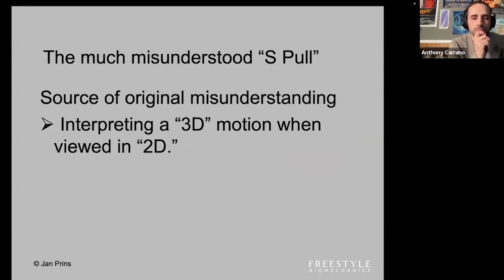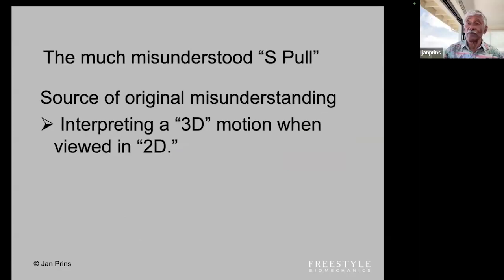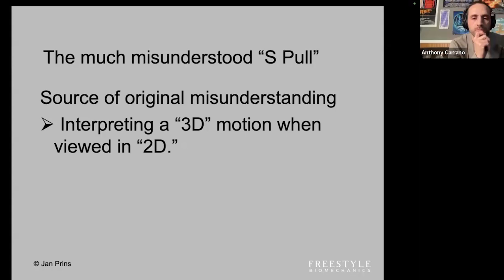So you might have people talking about this S-pull. That's what people would be teaching. That's what that sculling action was referred to as: your hand like an S. And the problem with that is, when you look at a picture of somebody going like this, they were looking at a 3D motion when looking at it in 2D.